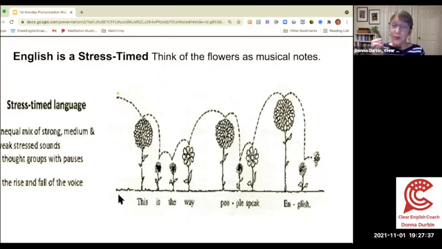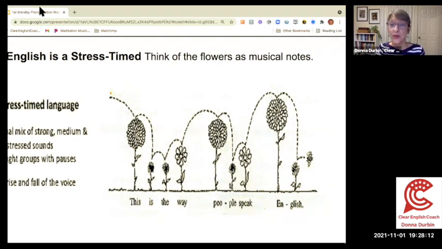In English, we are a stress timed language. If you think of these flowers as musical notes, a stress timed language is a mix of unequal strong, medium, and weak stress points with thought groups, so that there's a pause between them and the rise and fall of the words. So if you say, this is the way people speak English. Does that feel different than the way you normally would say it?